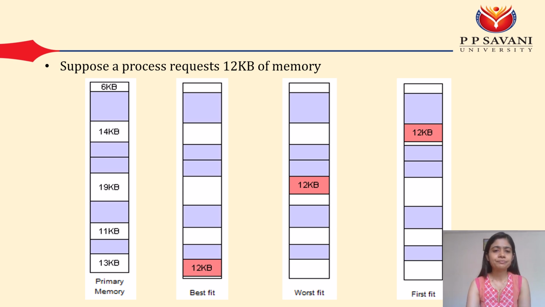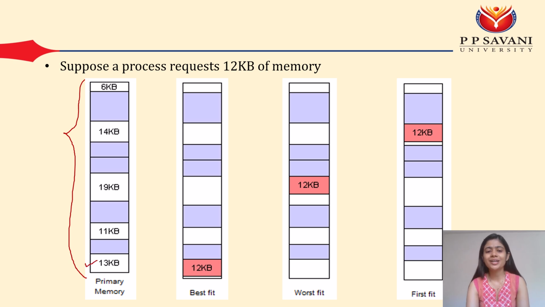So currently this is my primary memory structure, or let's say main memory structure. I have one partition available of 13 KB, a second partition of 11 KB, a third partition of 19 KB, a fourth partition of 14 KB, and the last partition of 6 KB. These are the free partitions which are currently available in main memory.